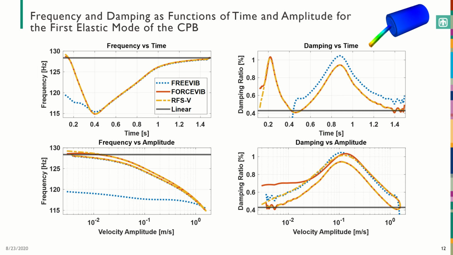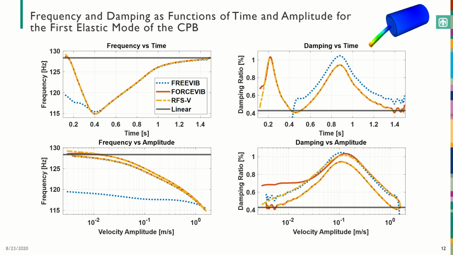I would say that while RFSV is functionally similar to RFS, it gives results that are more comparable to force vibe. I've also included free vibe because it is a pretty common technique that I've seen used a lot, and it's what I used before this. So this is the response of the first CPB mode to a sine beat. The linear value from the burst random test is given by the horizontal black lines in each plot.